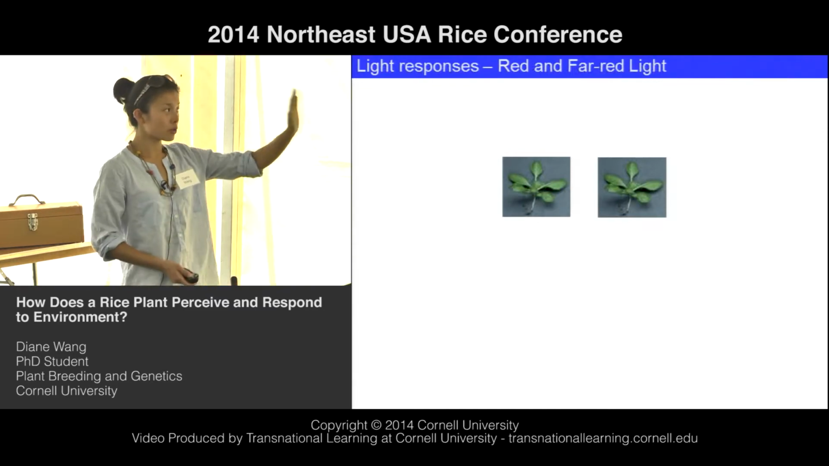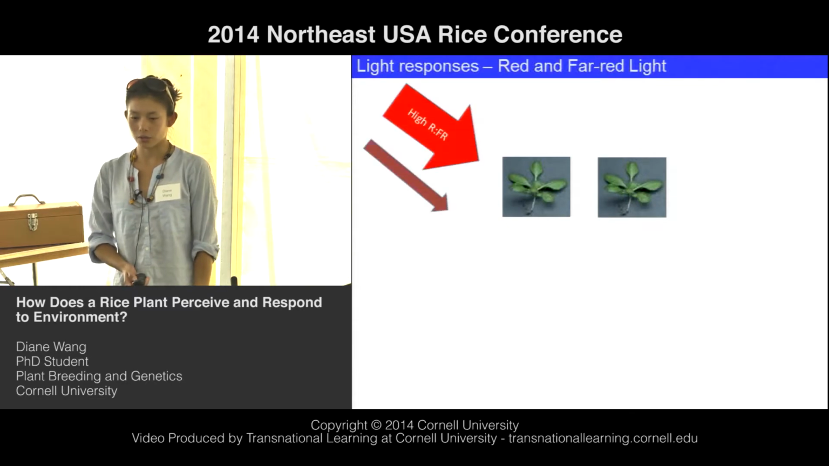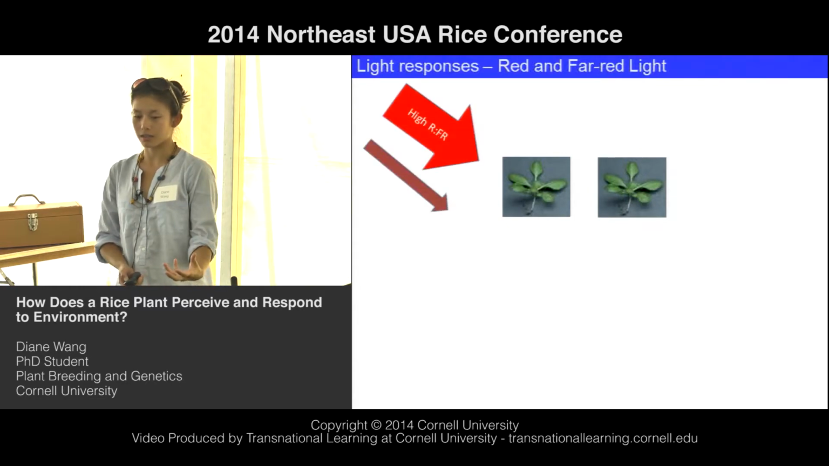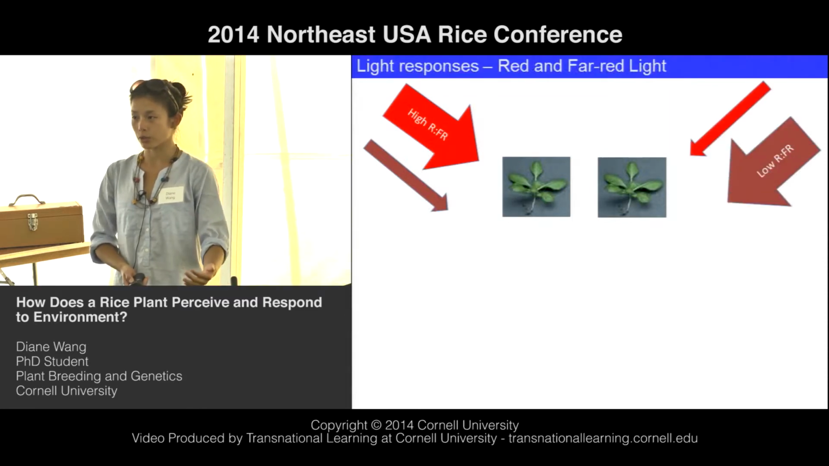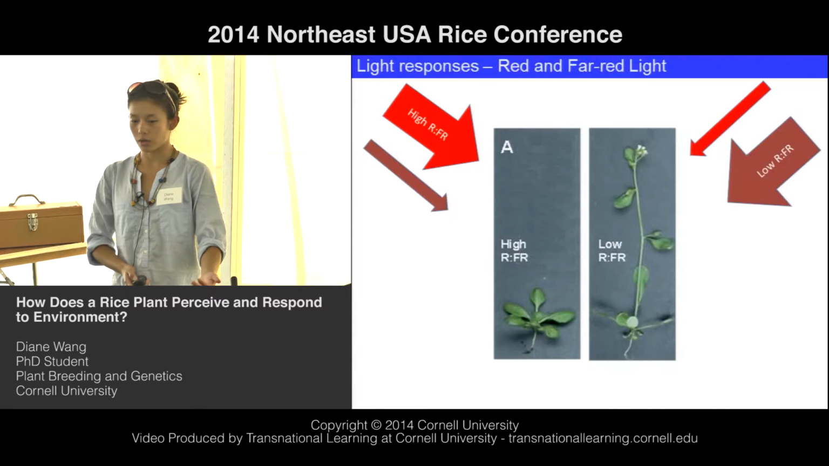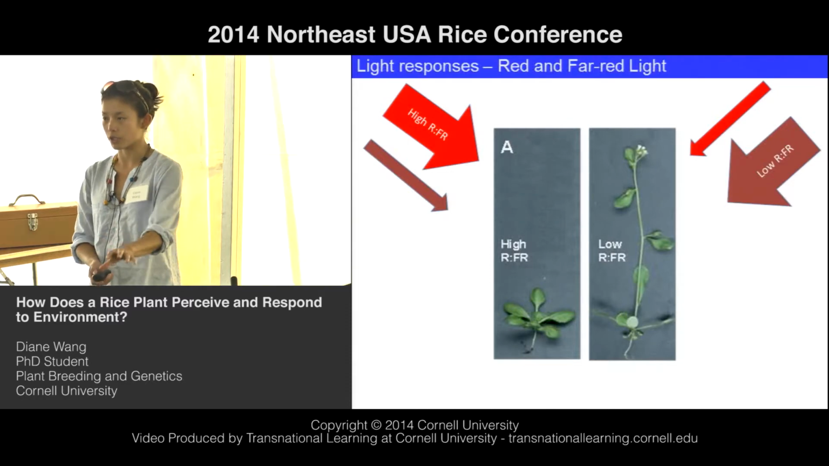And so we have two Arabidopsis plants. If you hit it with a light that has a high ratio of red to far red, it'll respond one way. And if you hit it with a low ratio of red to far red light, it'll respond a different way. And this is what it looks like. Under conditions with high red to far red ratio, the plants will be short. And under the opposite conditions, they elongate.